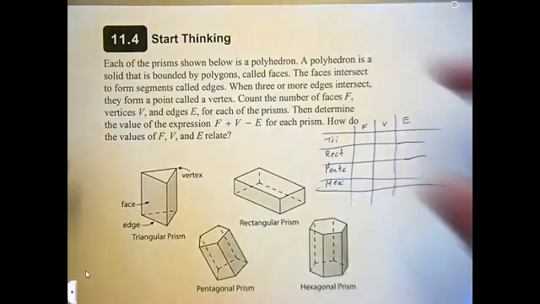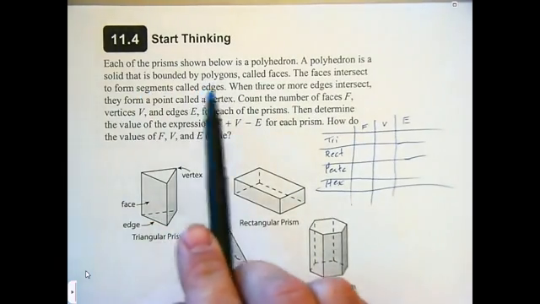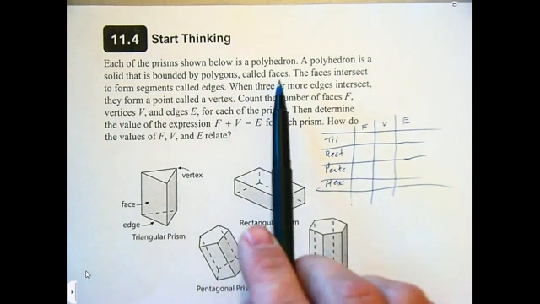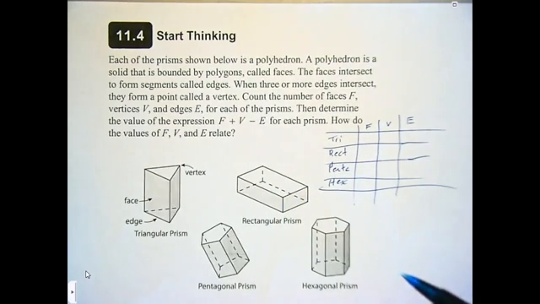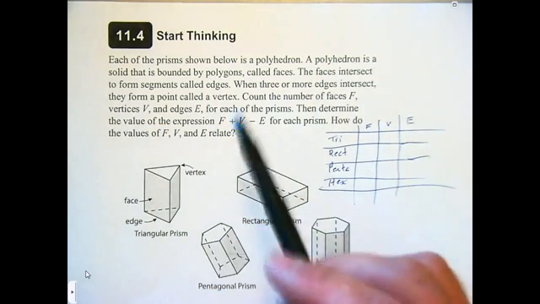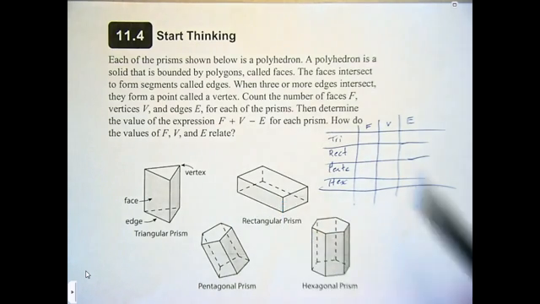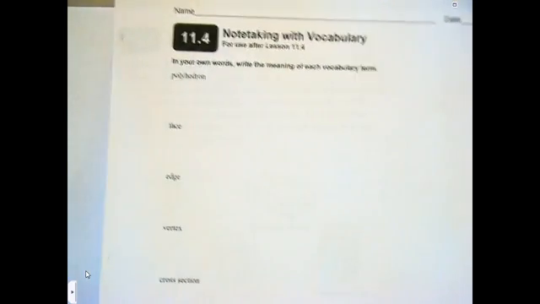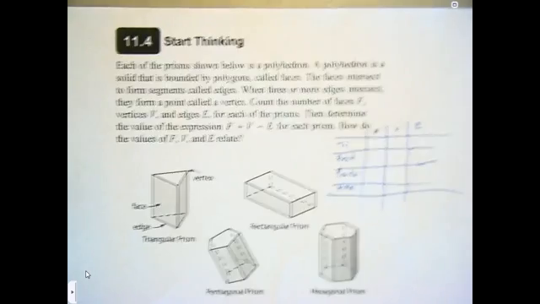Hey, they define a lot of things in here. A lot of those vocab terms, the polyhedron. You didn't know what it was? They tell you right away. A polyhedron is a solid that's bounded by polygons called faces. So a rectangular prism has a bunch of rectangles, or quadrilaterals. Those are the faces. The faces intersect to form segments called edges. When three or more edges intersect, they form a point called a vertex. So a lot of these things on this page are defined right here. But page 331 is where you have all those vocab terms.